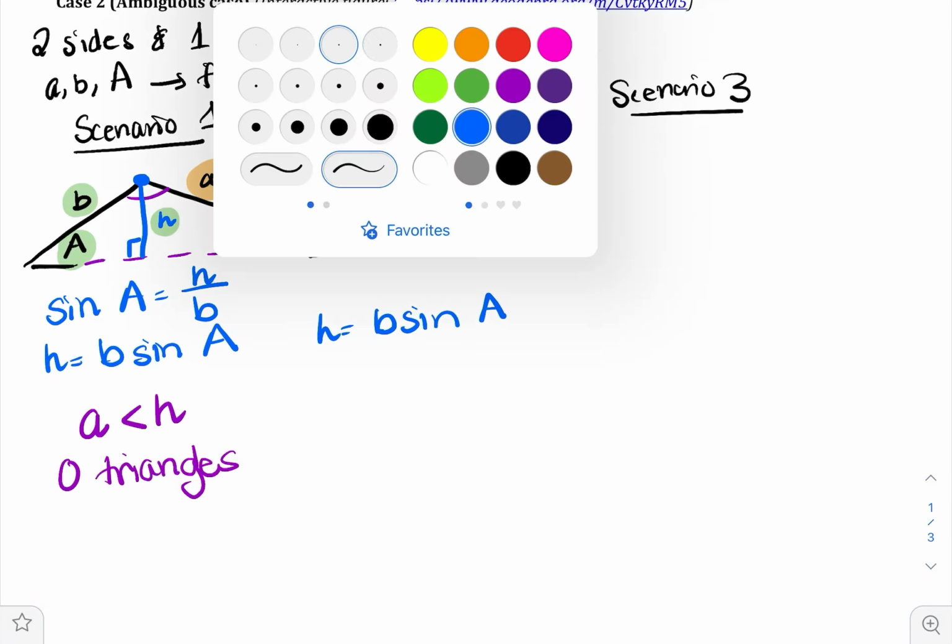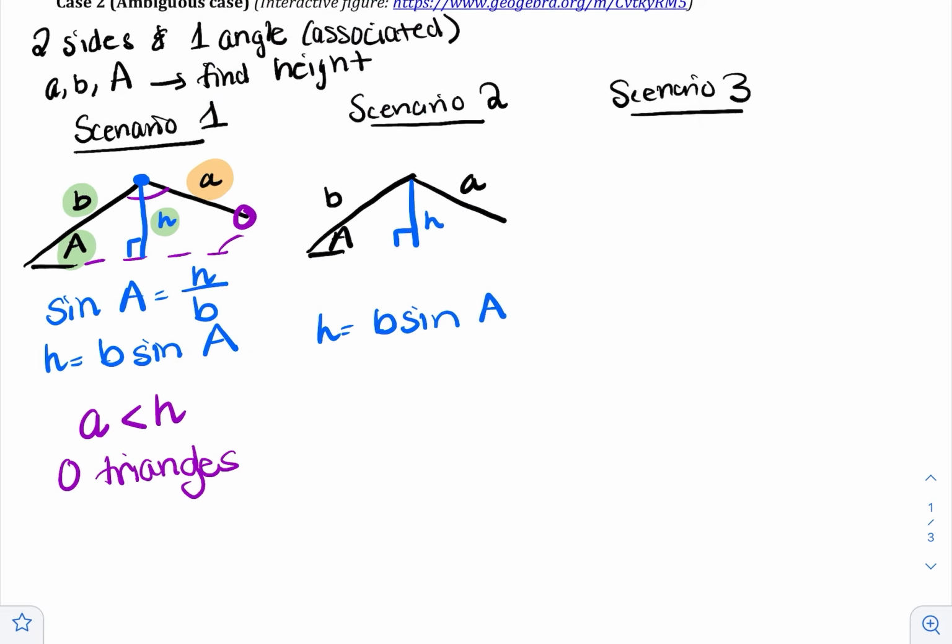But now imagine that the values are different and that A is greater than h. So it will definitely touch the bottom. And if A is less than b, so it's greater than h but less than b, you will have 2 triangles.